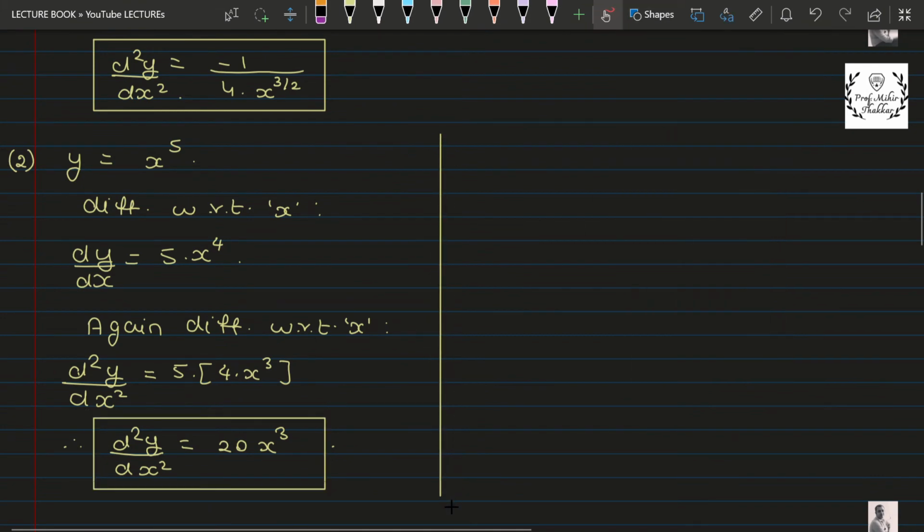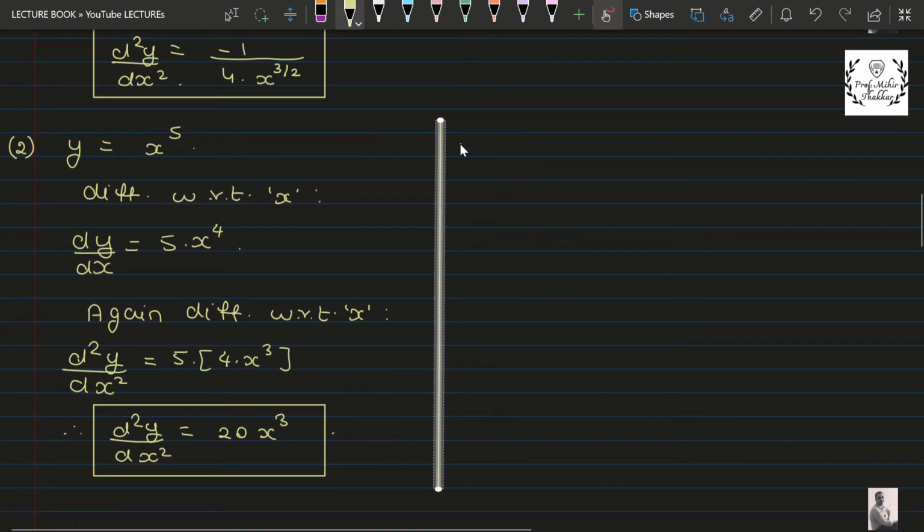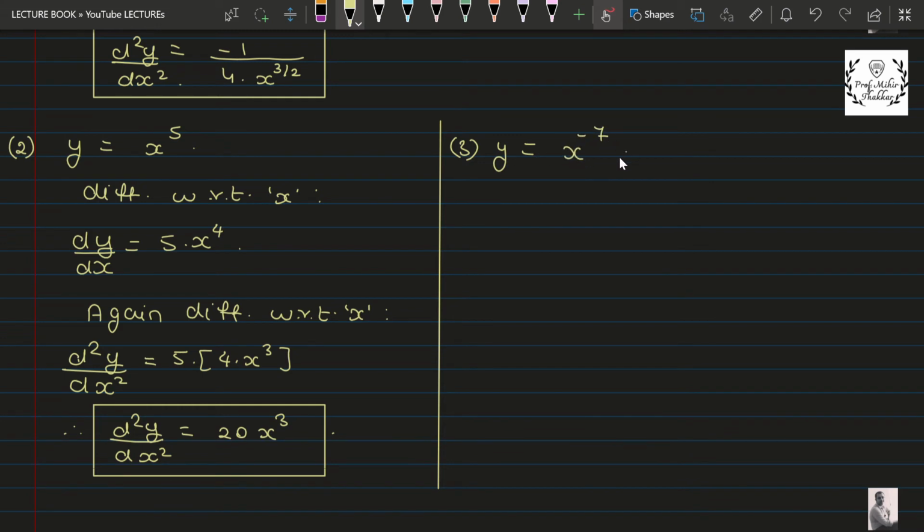In the similar manner, we also have sum number 3. It says y is equal to x to the power minus 7. Again, I will use the same formula, derivative of x raised to n, in order to differentiate this. So I will say differentiate with respect to x. Derivative of y is dy by dx, minus 7 x raised to minus 7 minus 1, minus 8.